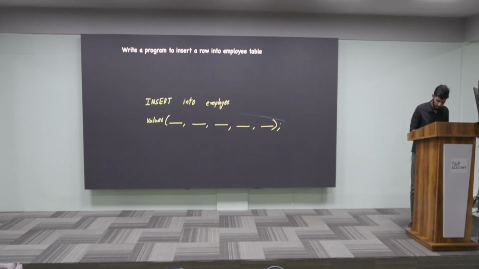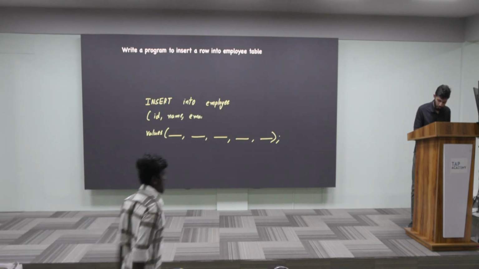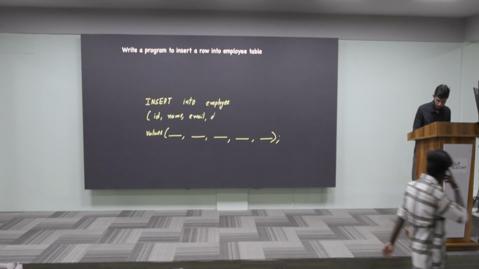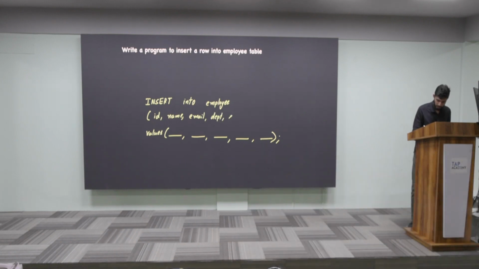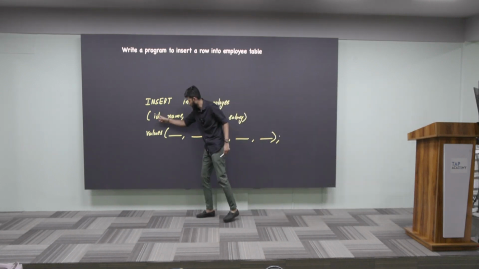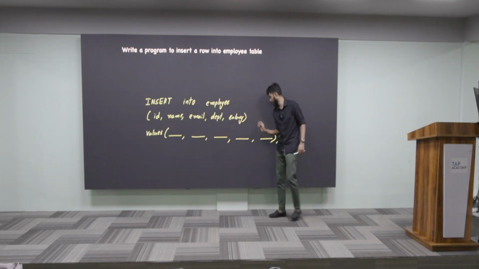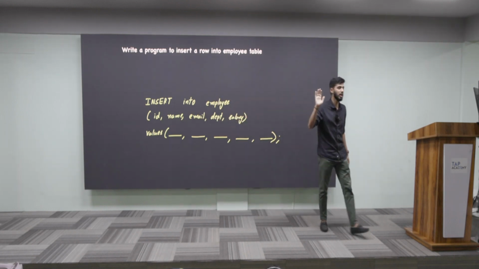You actually mention the first one is what? You need to put 1 more brackets. You will say first one is ID, second one is what? Name. Third one is what? Email. The fourth one is what? Department. The fifth one? Salary. This is how you write it. After that you will say values. So the first one is ID, second one is name, third one is email, fourth one is department, fifth one is salary. Is that clear to you?